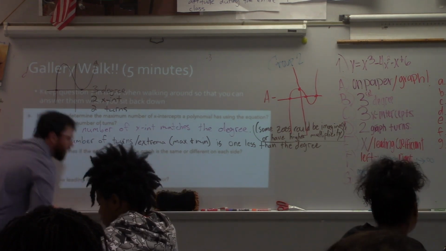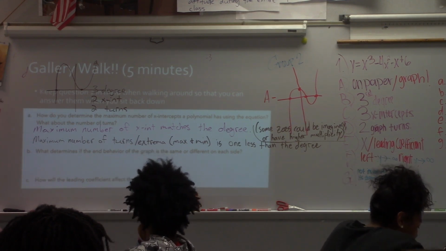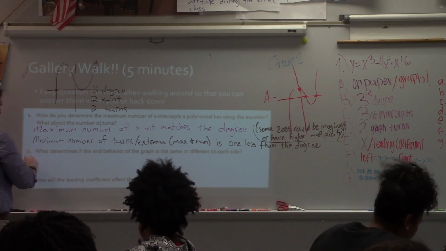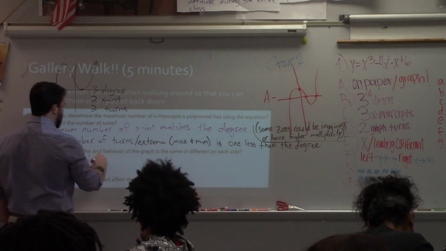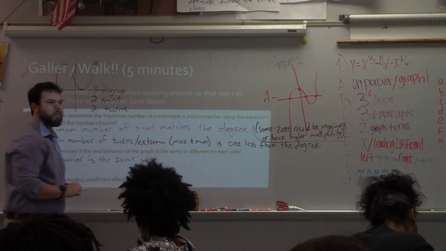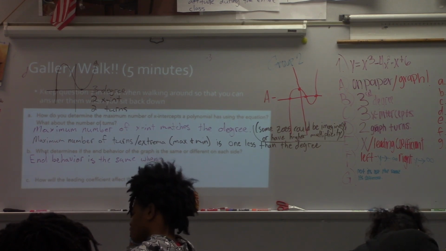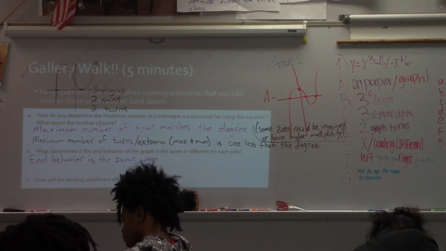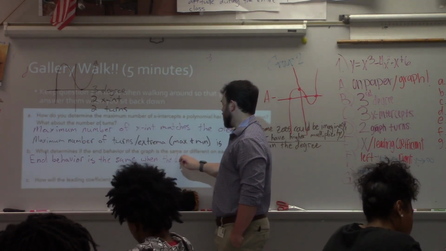So, when I look here at G, what determines if the end behavior of the graph is the same? End behavior is the same when, what did y'all come up with in our groups? When it's even. When what's even? It's the highest power, which is the degree. You can say either highest power or you can say degree. I would be looking for that word degree. So that end behavior is the same when the degree is what?